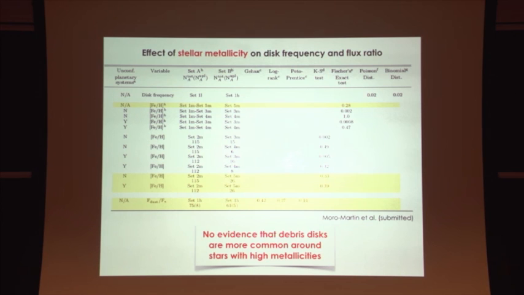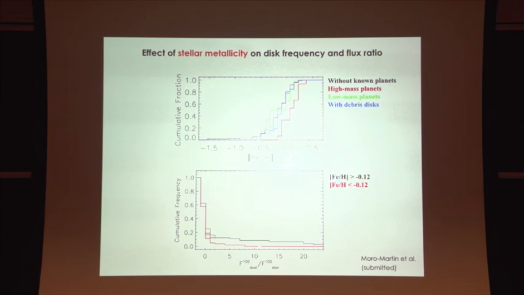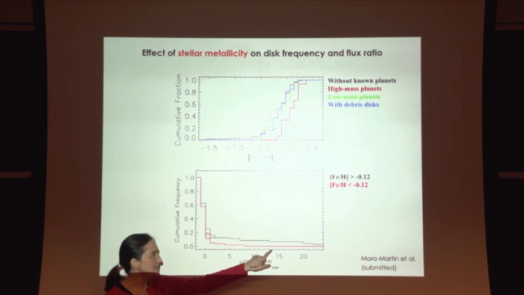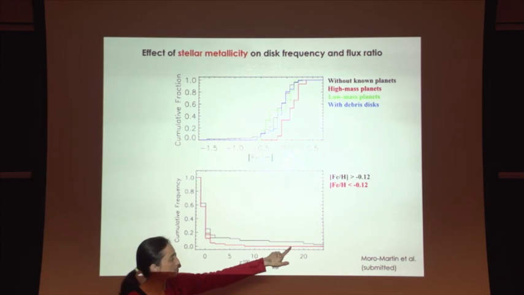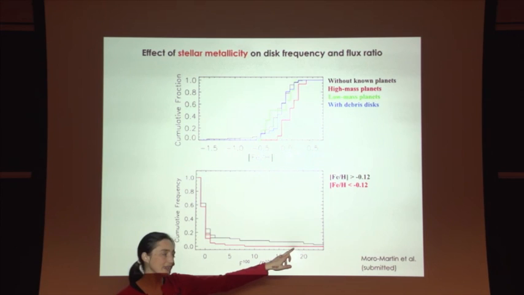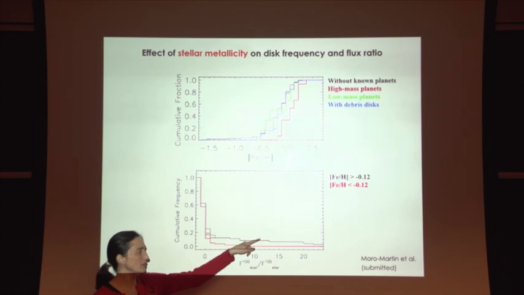Sorry, can you go back to the previous slide? Doesn't the bottom one look like there's more high metallicity ones with debris disks? So this is just looking at the debris disk, right? Because this is excess emission. So here, what you think is that stars with low metallicities, which is the red sample, lack bright debris disks, right? However, when you look at the numbers, it's not statistically significant.